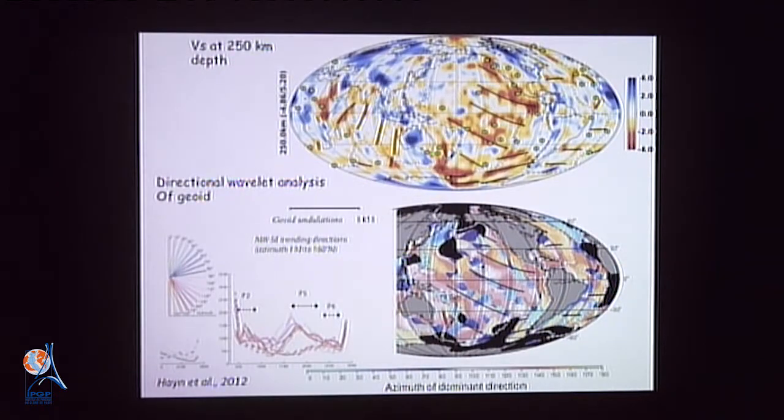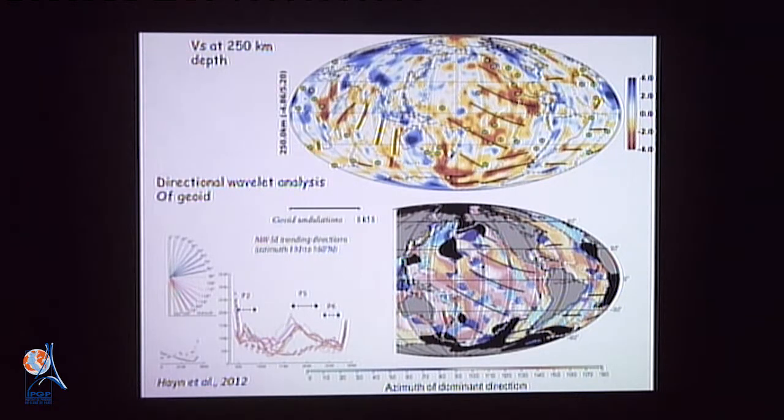I would also point out that these features are not only seen in the seismic tomography, but they seem to be associated with a signal in the geoid. This is work here at IPG by Hein et al., who did a directional wavelet analysis of the geoid, showing that there is a lot of energy at a wavelength of about 1,800 kilometers.